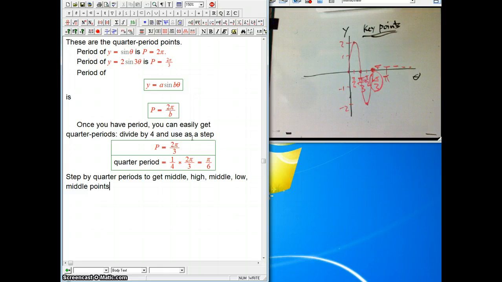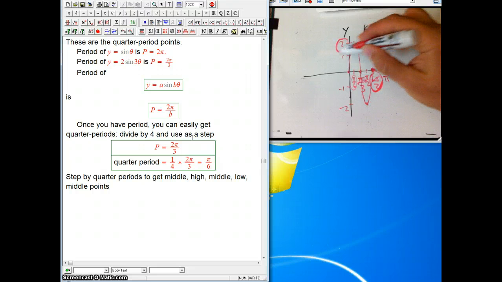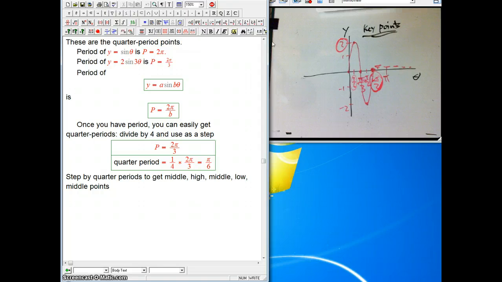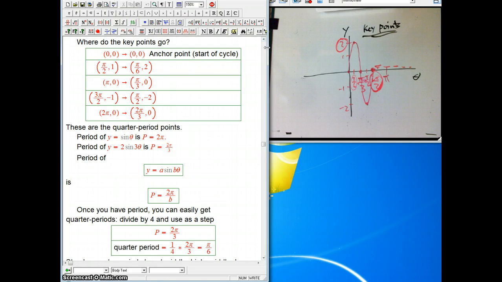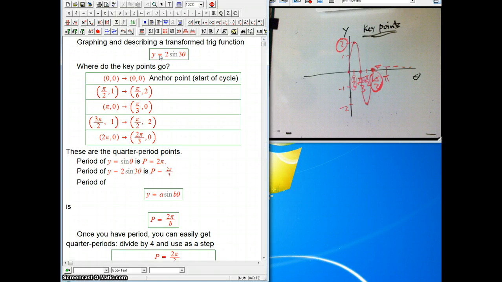So how would that look? We first calculate this magic number 2 pi over 3. Then we get pi over 6. And then we just know that if we put tick marks every pi over 6, those are going to be the interesting points. And it's going to go middle, low, high. Now how high? Well, the way we figured it out before, that 2 was a stretch of the sine 3 theta function.